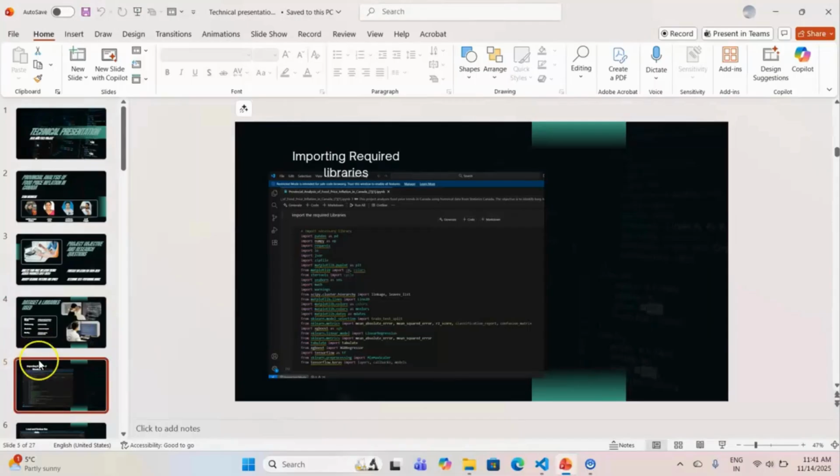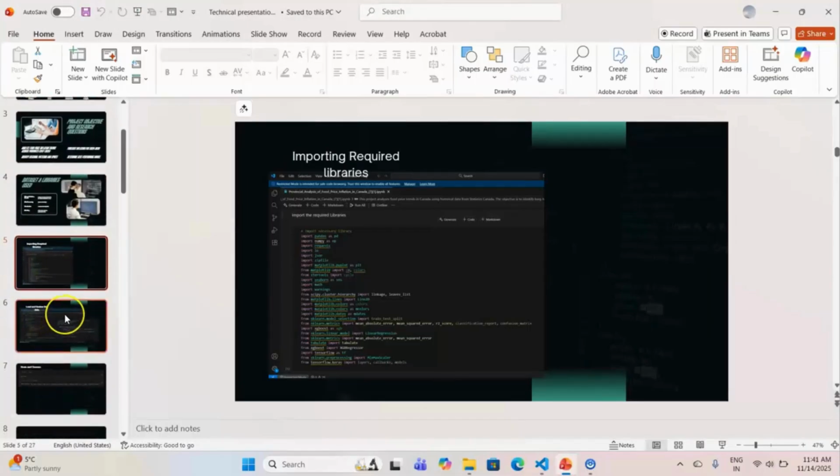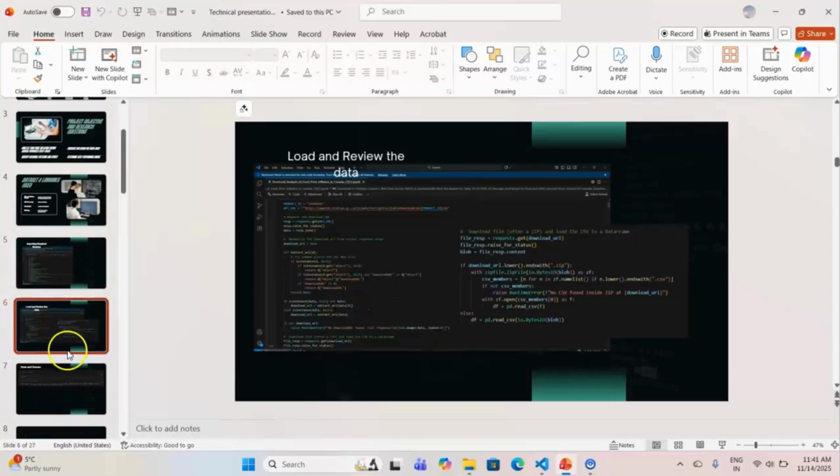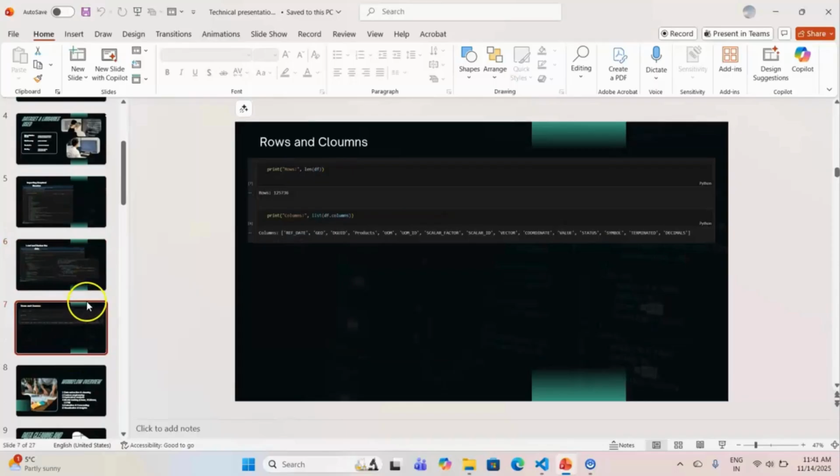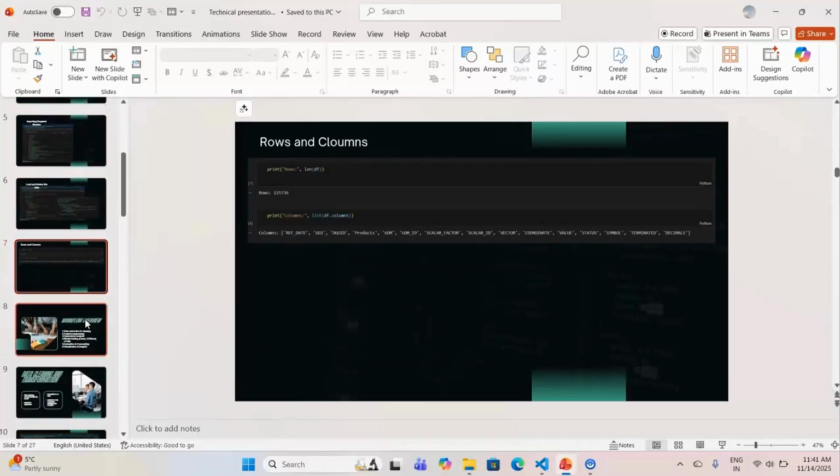This is the code we use to import the required libraries. In the screenshots, this is the number of rows and columns and the names of the columns.